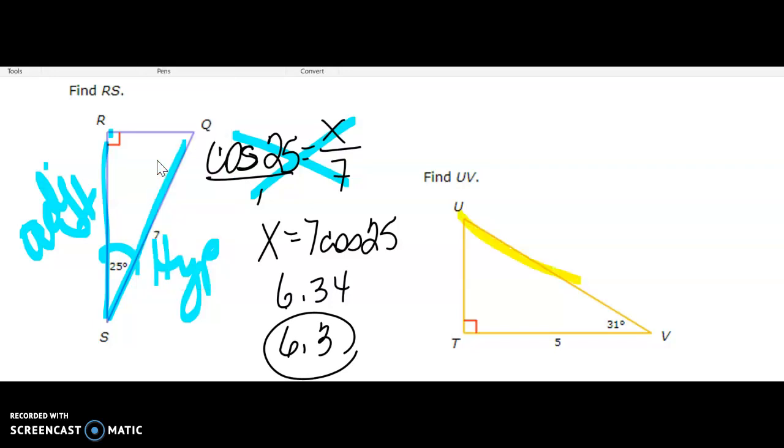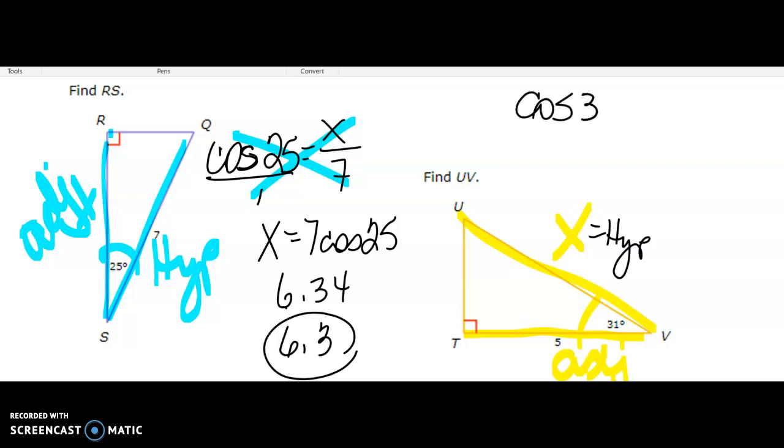And we are looking for UV. Put an X there. 5 is adjacent to 31. And X is the hypotenuse. So again, hypotenuse and adjacent is cosine. So cosine 31 equals adjacent, which is 5 over hypotenuse.